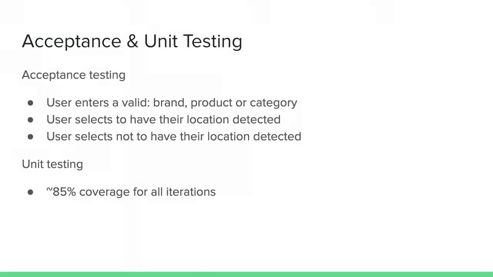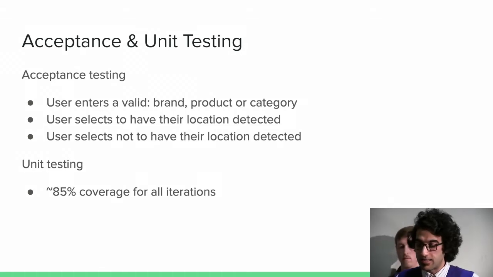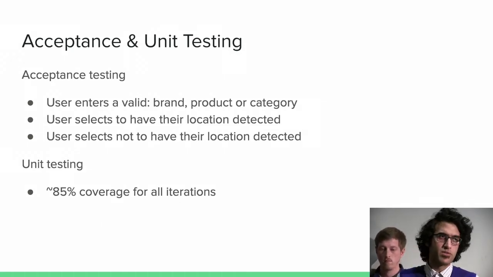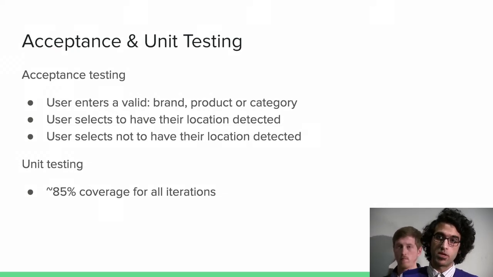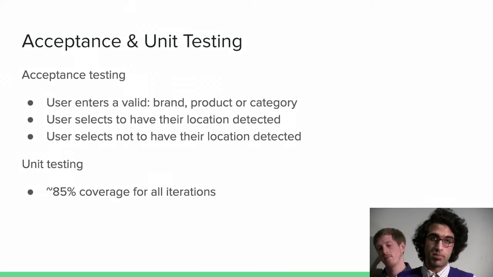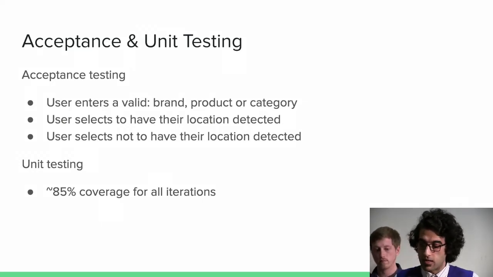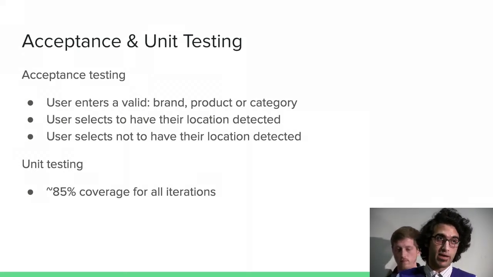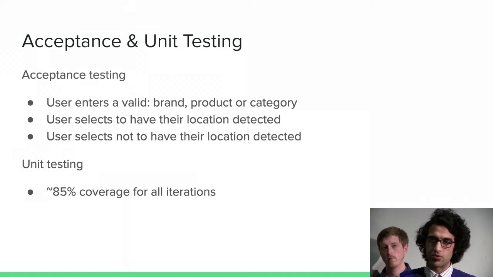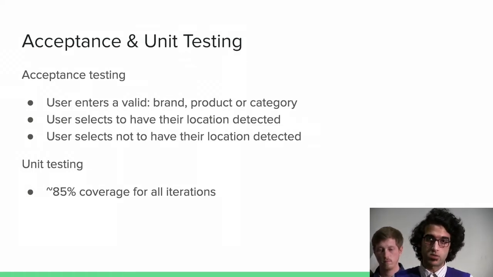So for acceptance testing, we focus on 3 main use cases. First is that the user searches for a valid product or category or brand, and they get the associated results, the correct results from that. The second one is that the user opts to have their location detected. If that happens, the app then should continue and should not prompt the user to select their store because the Google Maps API should already handle that. The third one is that the user selects not to have their location detected, and then we should have a flow of the user typing in their city name and have dynamically populated stores based on the text that they're entering.